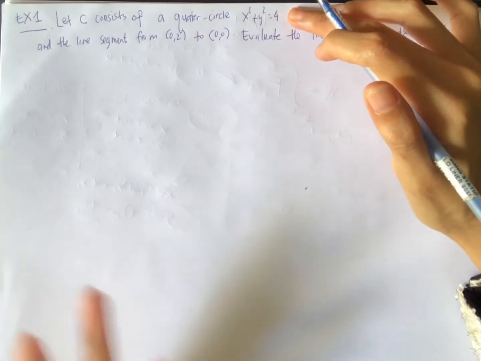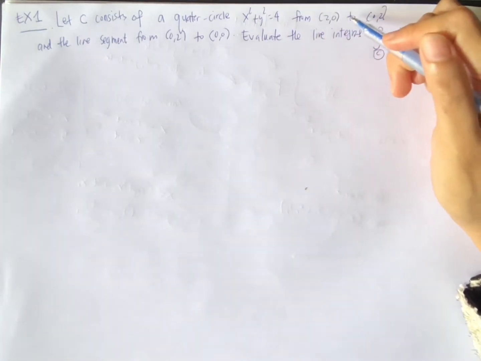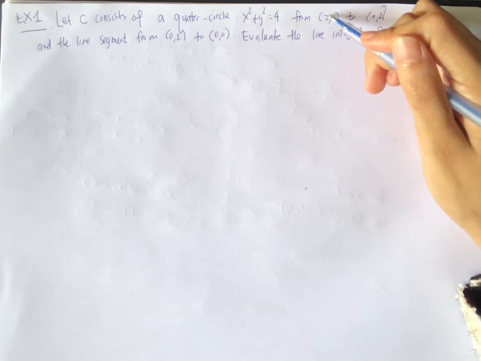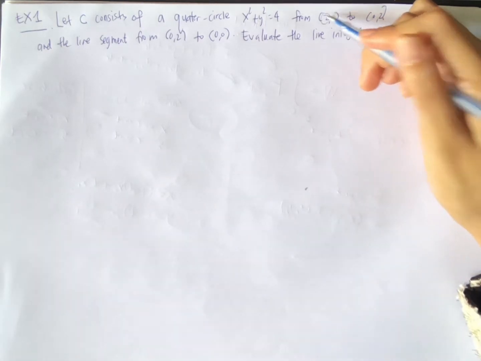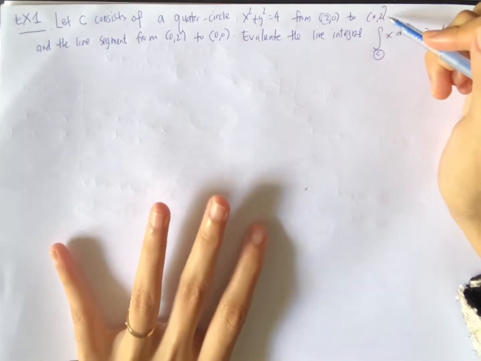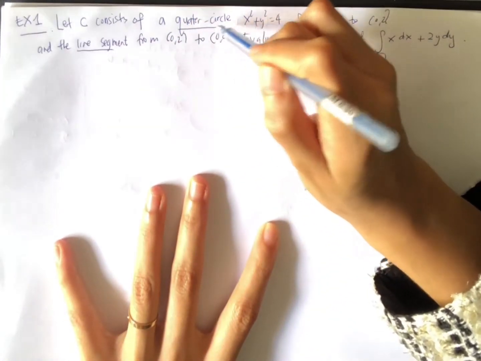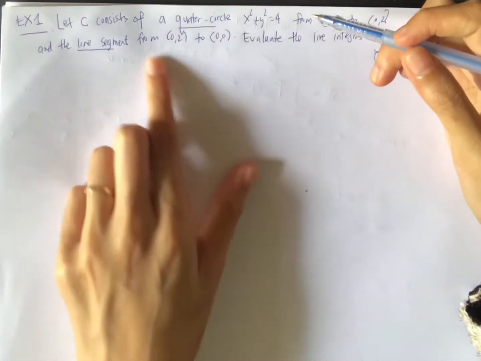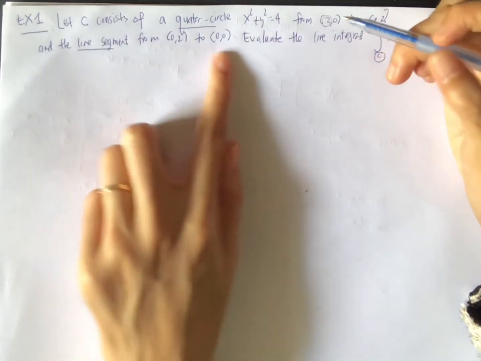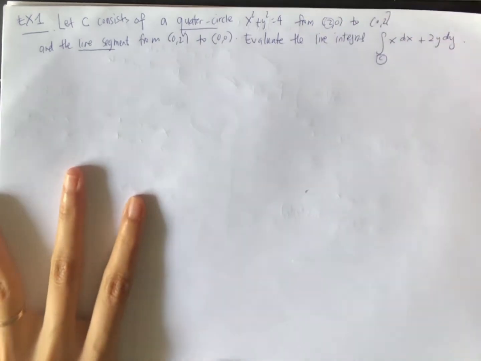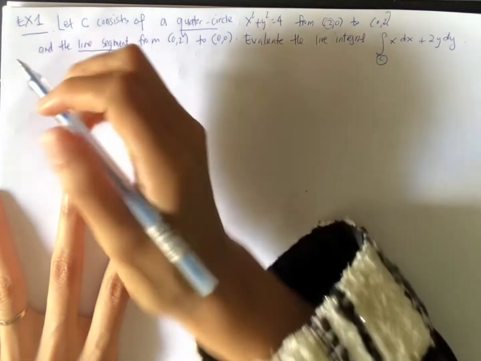It's a quarter circle, and of course this is the length or the radius. It's from (2,0) to (0,2) and the line segment. So it's a combination, right? It's a circle and also a line. Line from (0,2) to (0,0). Evaluate the line integral. So this is the question that you need to calculate.